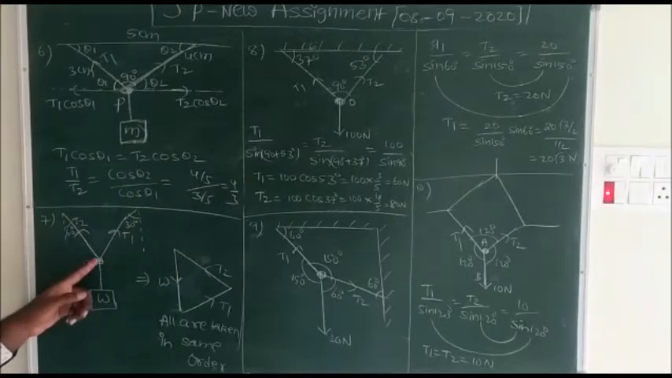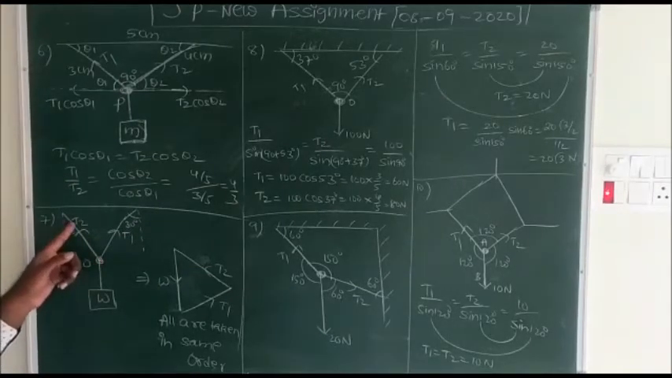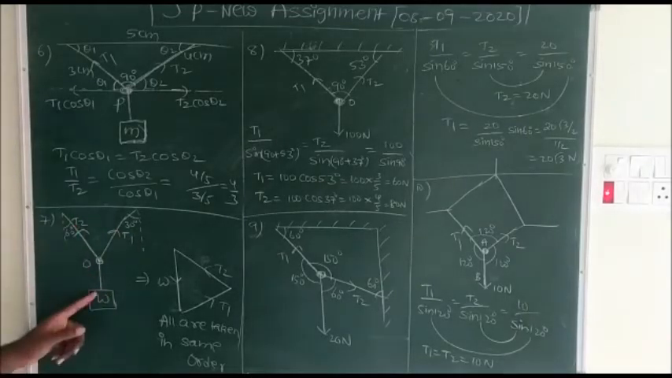Coming to the seventh problem, a point O is in equilibrium under the action of three coplanar forces T1, T2 and the weight of the hanging block.